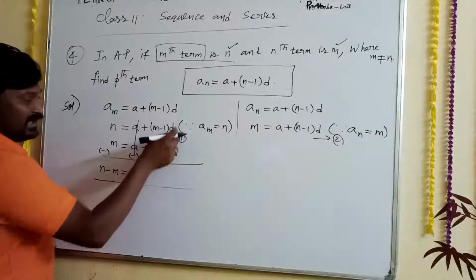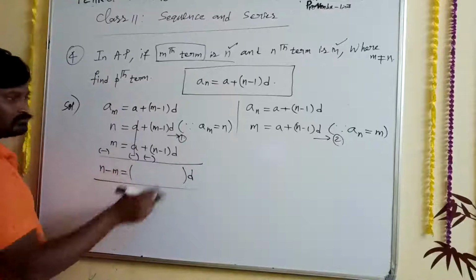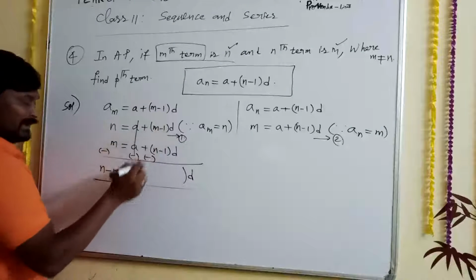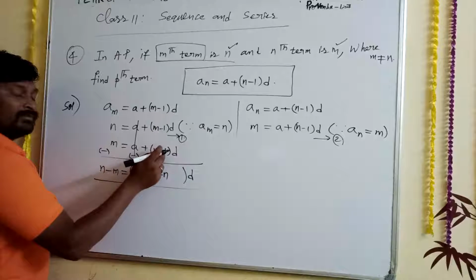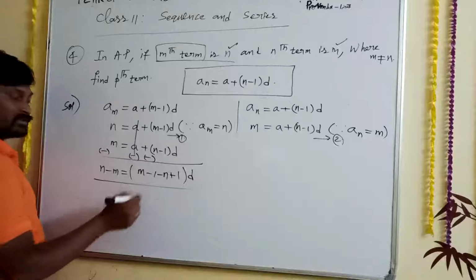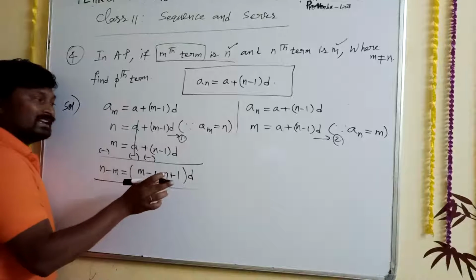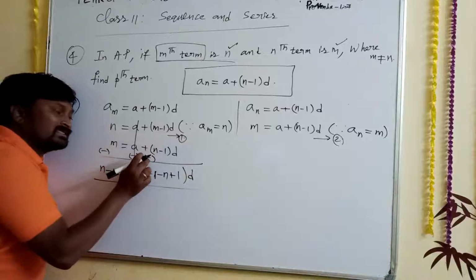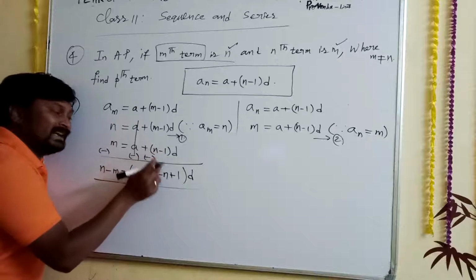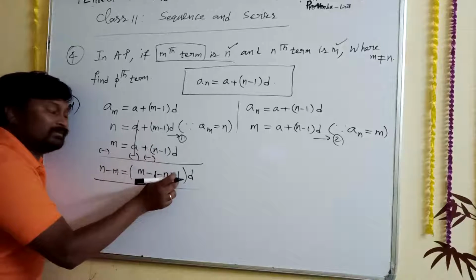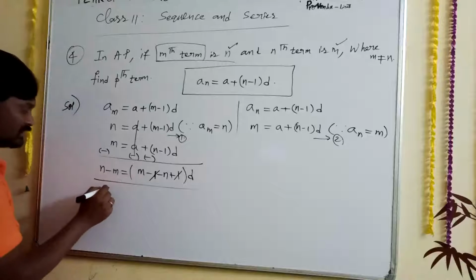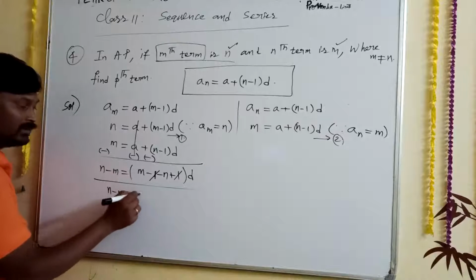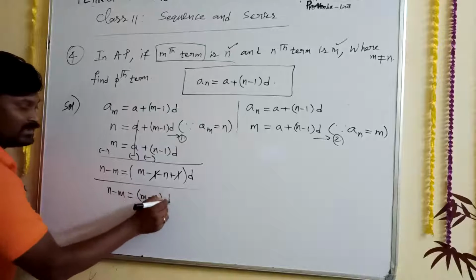So in this place d is common. d is common. Then m minus 1 minus n minus into minus plus 1. So now I directly multiplied here. Once again understand. Here n minus 1. Here the symbol changes, that is minus. So that sign you are applying to the bracket. Minus n, minus into minus is plus 1. So now minus 1 plus 1 get cancelled. So what are you going to get? n minus m is equal to m minus n into d.